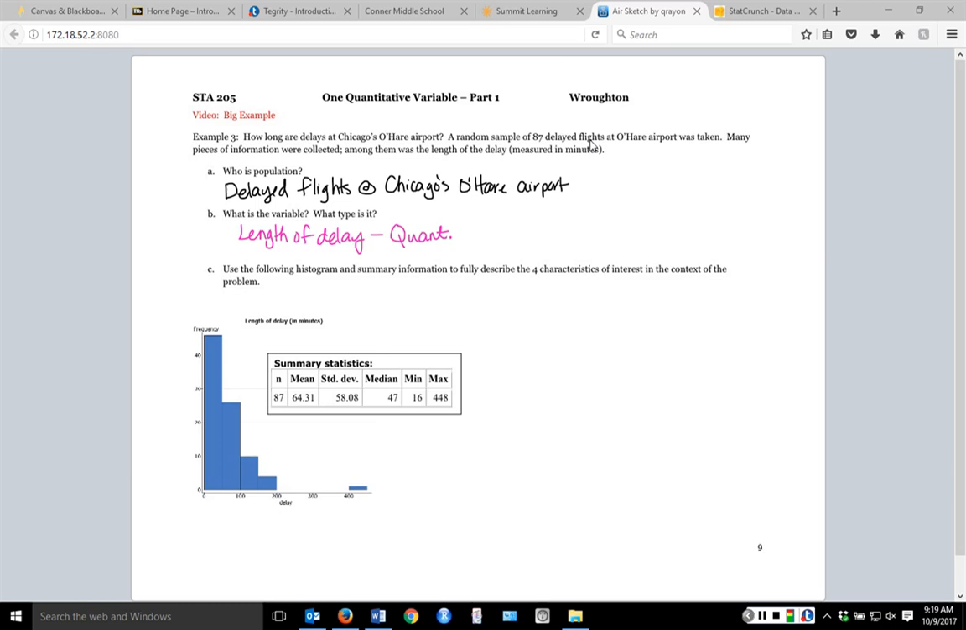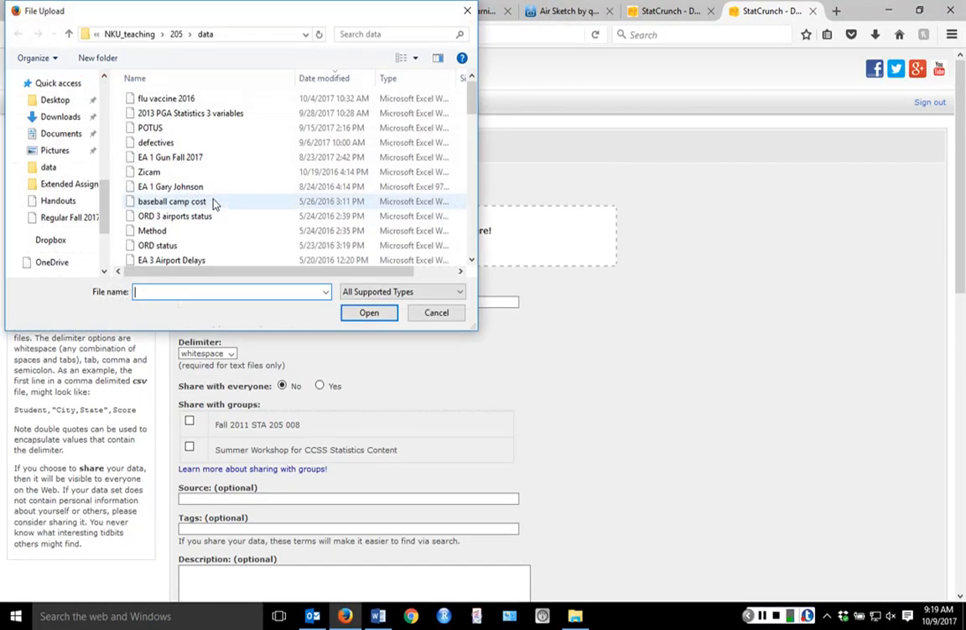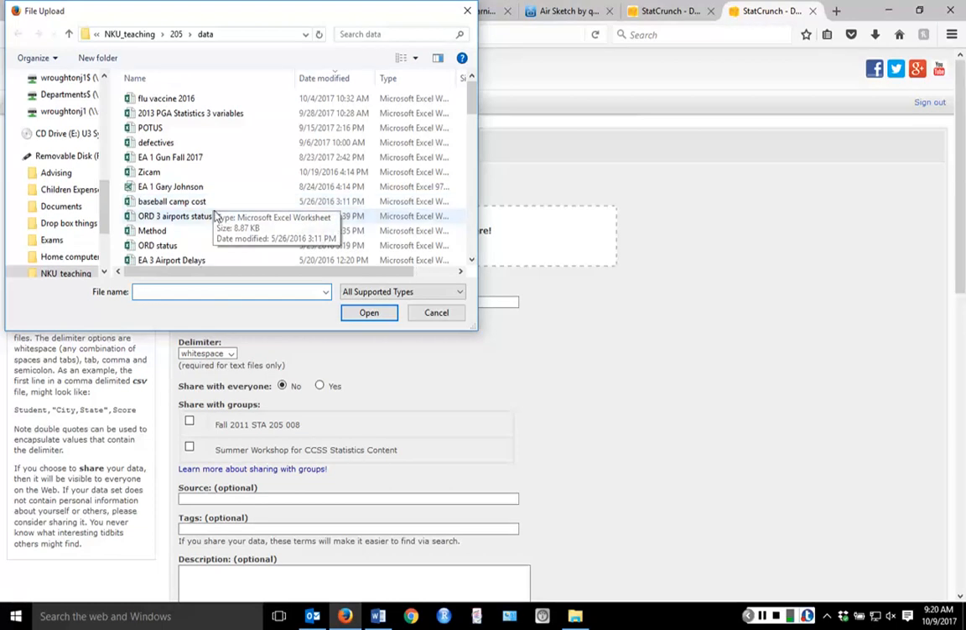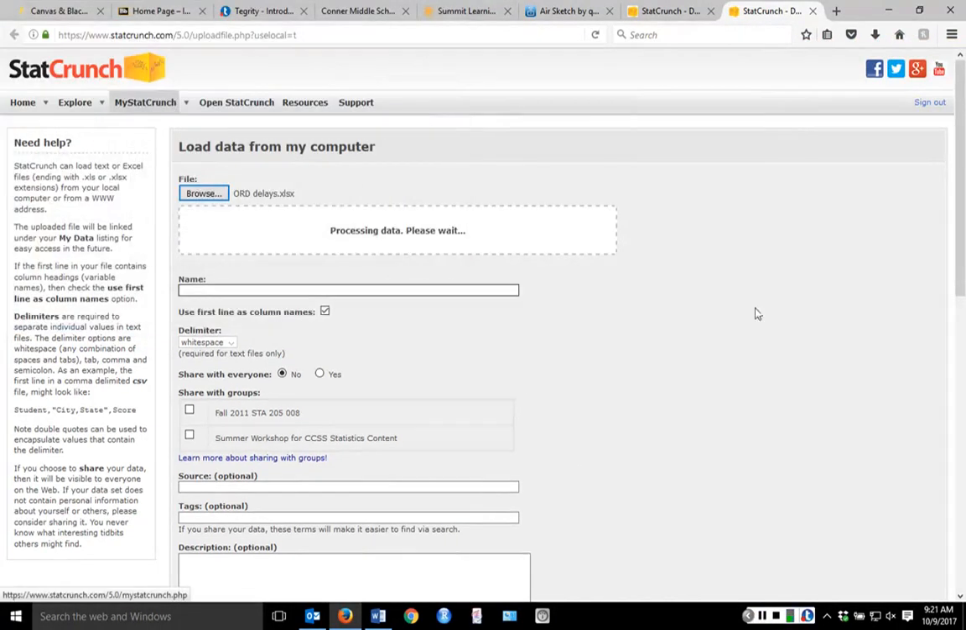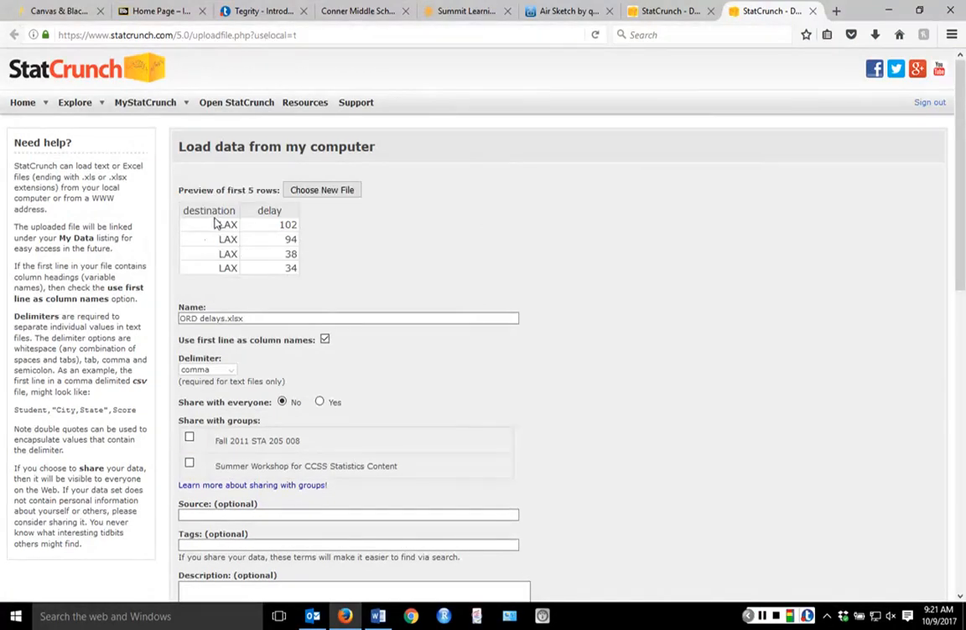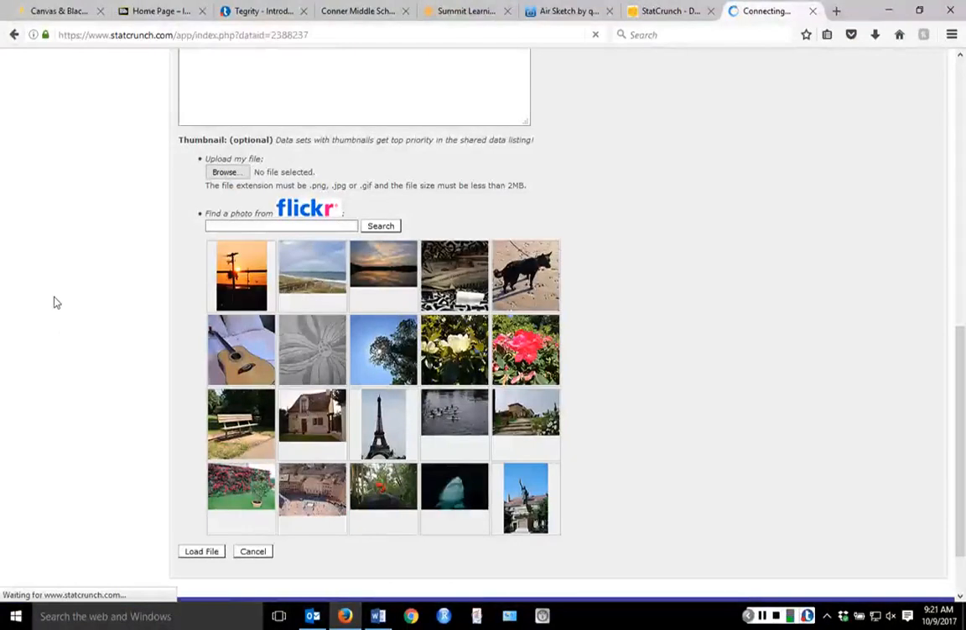Now we're looking at the histogram and summary information to describe our 4 characteristics. If you feel good at StatCrunch, you don't have to watch this part, but I'm just going to show again how to get a histogram and summary statistics from StatCrunch. So we're going to get into our StatCrunch and get our data set that we need. They also got the destination, but we're only focusing on the delay. So get our data set loaded.